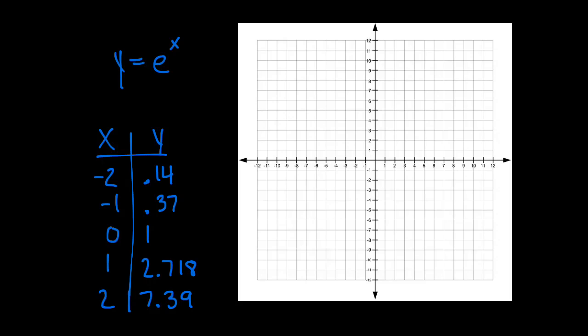So if we plot those, we're at -2, practically 0, -1, 0.37, 0, 1, 1, e, 2.718, and then 2, 7.39. And so it's going to go and increase up through those very quickly. It goes out to the left, getting closer and closer to our x-axis, but again, never going negative. So there's y equals e to the x.